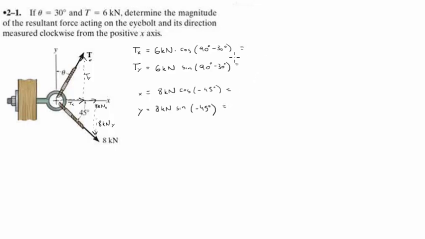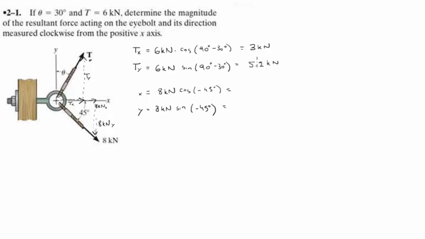Now we take out our calculators and we calculate it. 6 times the cosine of 60, so this one will be 3 kilonewtons. 6 times the sine of 60 will give you 5.2 kilonewtons.